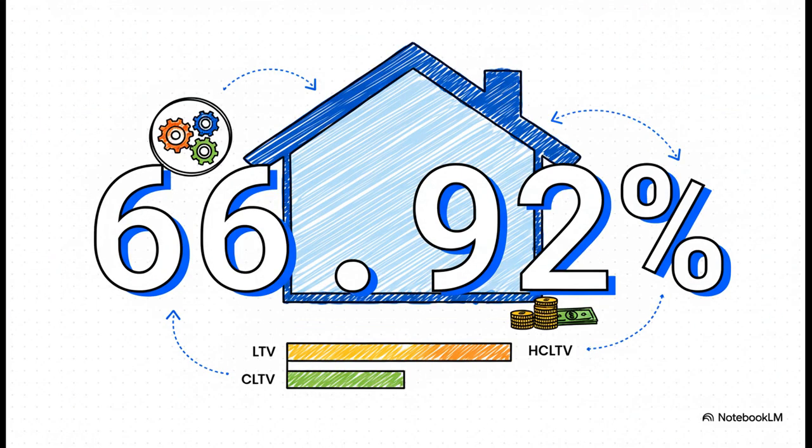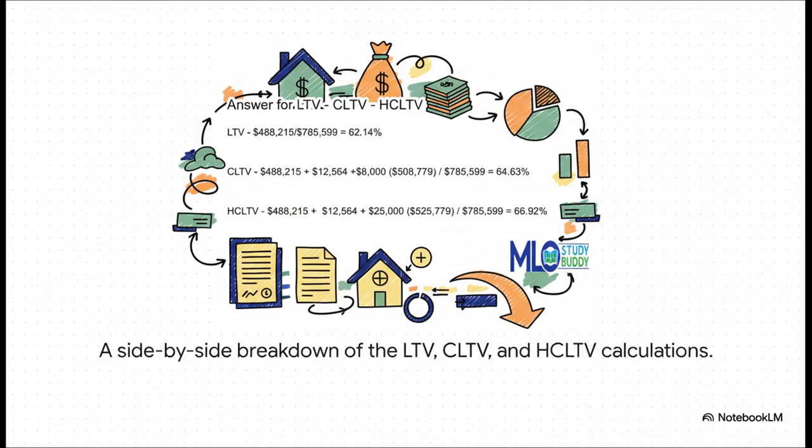And finally, HCLTV. H for high. Now here's the key switch. We take the first and second mortgages, but instead of the $8,000 they've used on the HELOC, we add the total available credit line of $25,000, and that gives us our highest ratio, 66.92%. And here you can see it all laid out, side by side. The LTV shows that simple baseline. The CLTV adds the debts they have right now, and the HCLTV shows the absolute maximum potential debt. It's a perfect way to see how a lender looks at risk one step at a time.